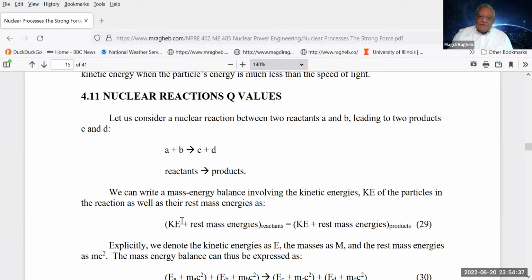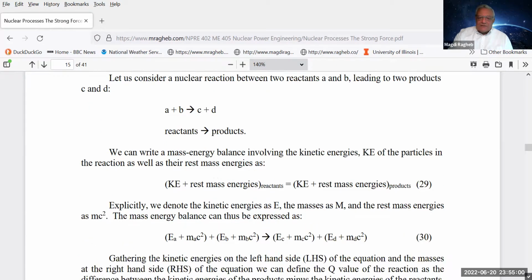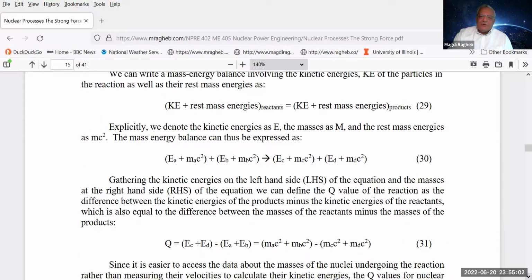So in that case, if you carry on an energy balance, you have to say that both the rest mass energy, the mc squared of the masses of the reactants, plus their kinetic energy should be equal to the kinetic energy of the products plus their rest mass energy also. Now, let us write this in an equation form.